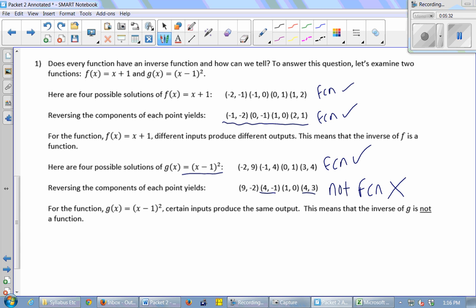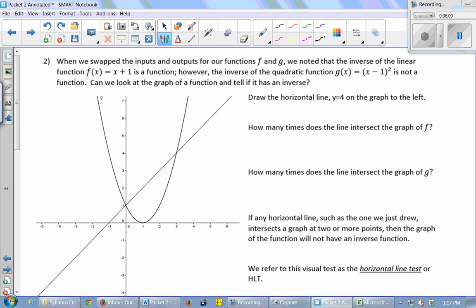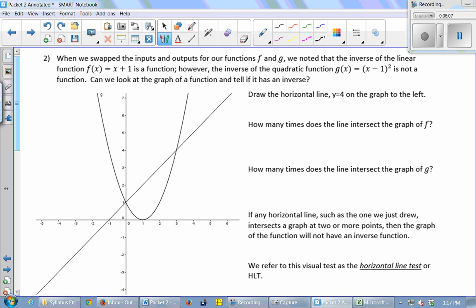Okay. So for the function g of x equals (x minus 1) squared, certain inputs produced the same output, like -1 and 3. 2 different inputs gave the same output. That's okay in terms of whether or not this thing is a function, but once you reverse the components, its inverse is not a function, because that repeated output becomes a repeated input. So the inverse of g is not a function. So when we swapped the inputs and outputs for f and g, we noted that the inverse of the linear function, f, was a function, but the inverse of the quadratic function, (x minus 1) squared, was not a function.